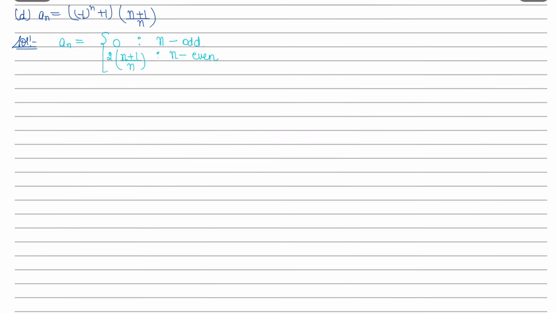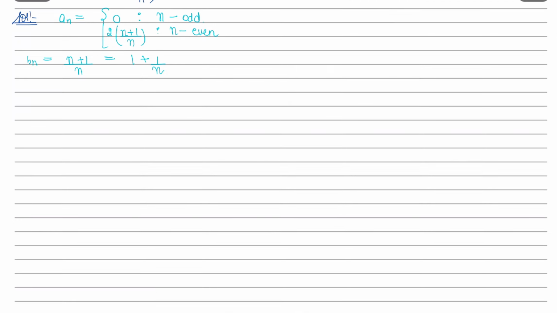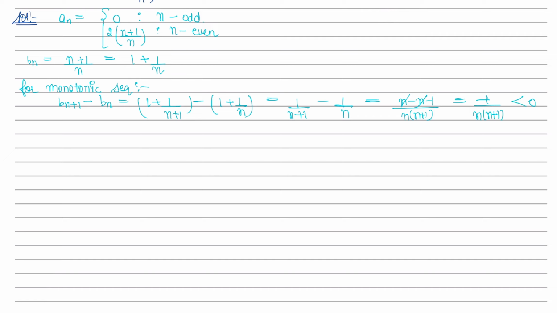Okay, now we will consider a subsequence b_n which is (n+1) by n, and simplifying this becomes 1 plus 1 by n. Now we will check if b_n is monotonic or not. b_(n+1) minus b_n is equal to 1 plus 1 by (n+1) minus 1 plus 1 by n. This becomes 1 upon (n+1) minus 1 by n, which is (n minus (n+1)) upon n(n+1). So this is minus 1 upon n(n+1). This term is always less than 0. So the sequence b_n is a decreasing sequence.